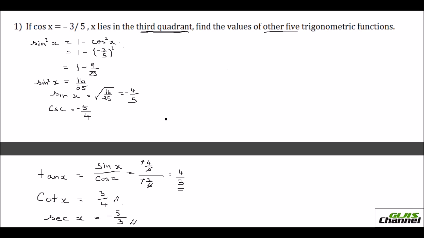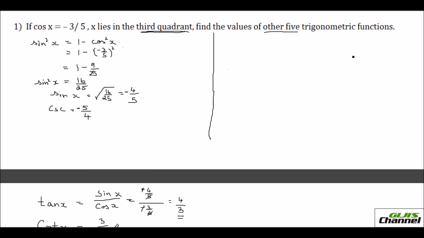This is one way of doing it. You can also do it this way, which is even easier. Just draw the right angle triangle, okay? Just draw the right angle triangle. And this is 90 degrees, right? Let me fix my x, the angle here.